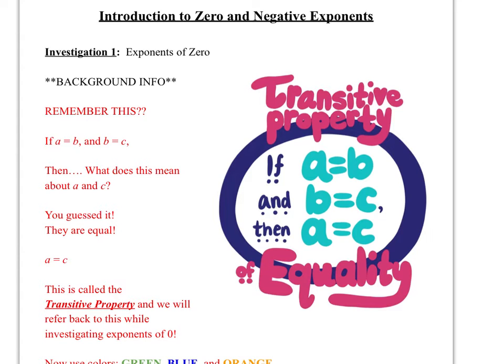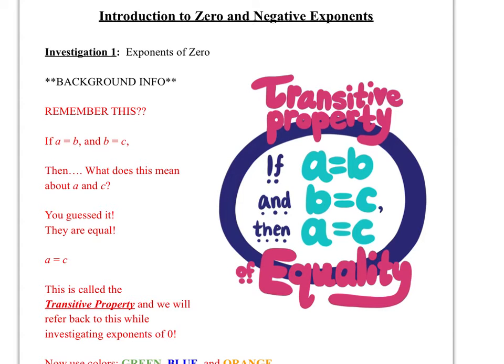Today we're going to do a quick investigation of zero and negative exponents to see how they work the way that they do. So remember all those properties you've learned in math before? The commutative property, the associative property, the distributive property? Well, there's also this one called the transitive property.